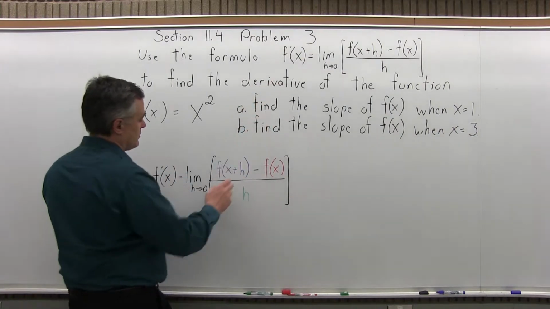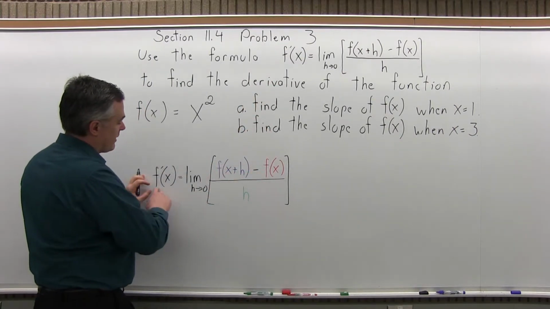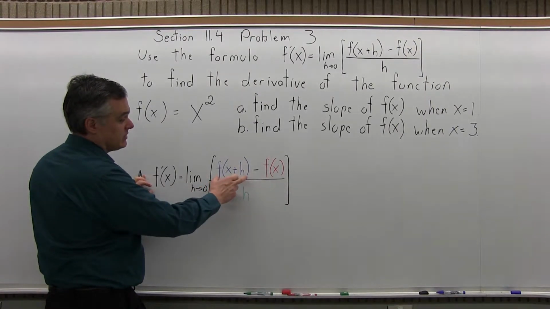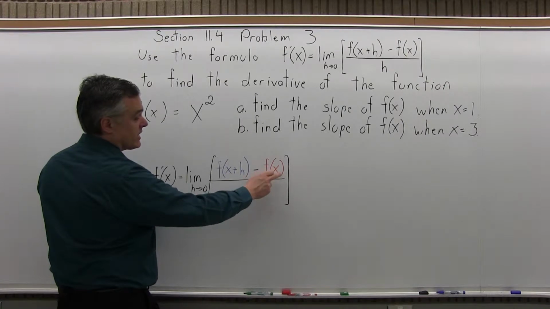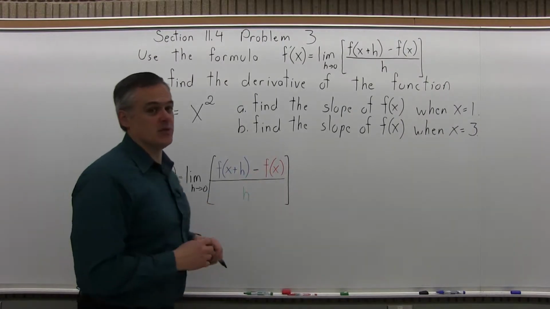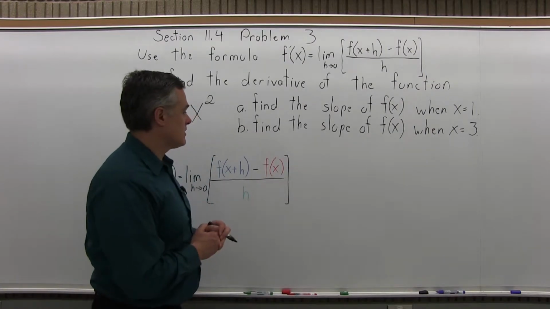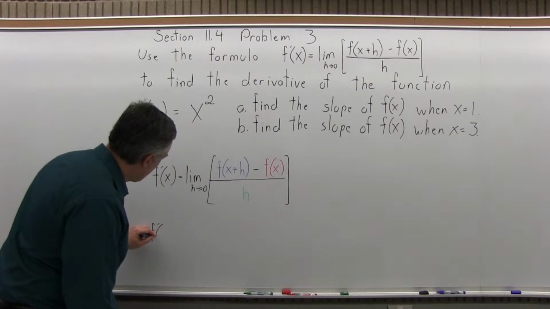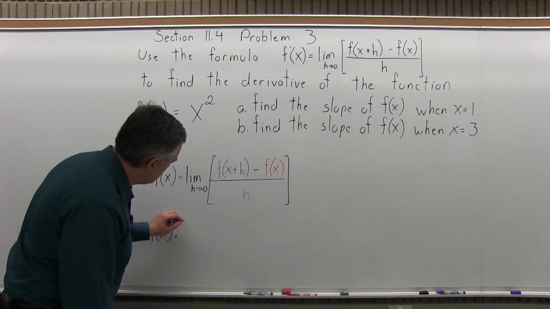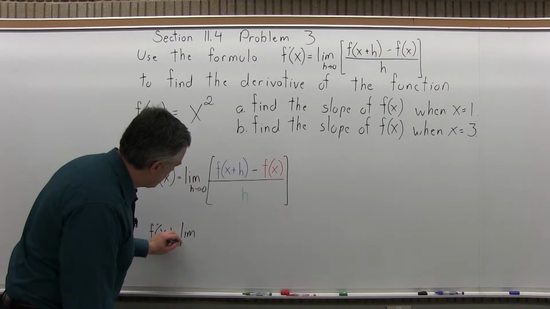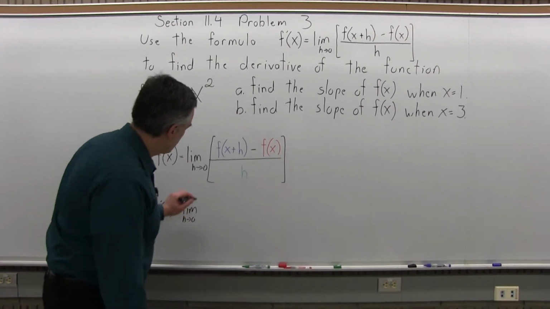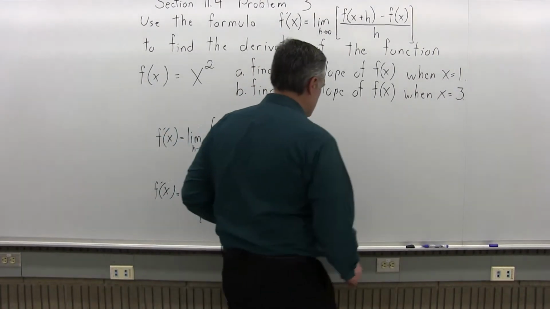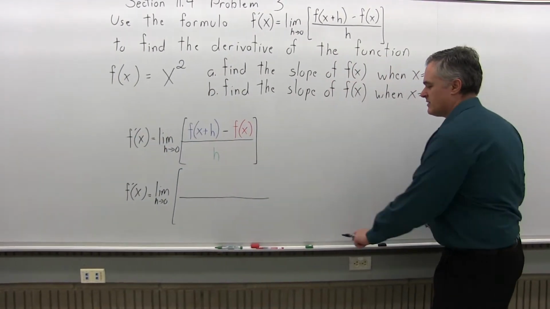I recopied the formula below with different colors. So f prime of x equals the limit as h approaches 0 of f of x plus h, which I wrote in blue, minus f of x in red, and then h in green. I think of the formula as having 3 parts, so I put the 3 parts in 3 different colors. So I'm going to do f prime of x equals the limit as h approaches 0 of, and now the first thing I have to do is f of x plus h. So let's figure out what that is.